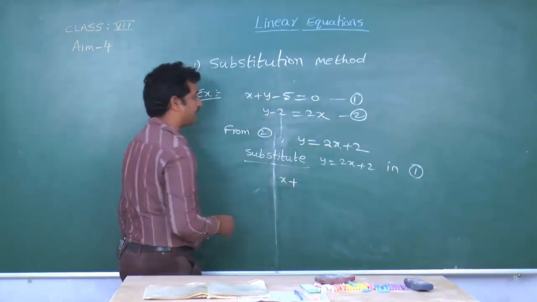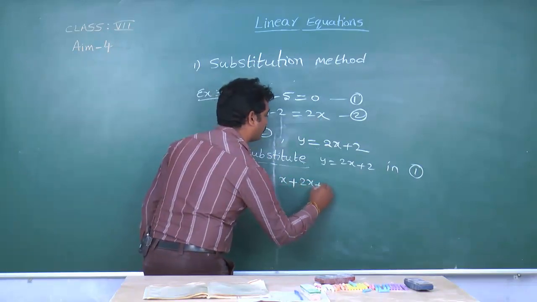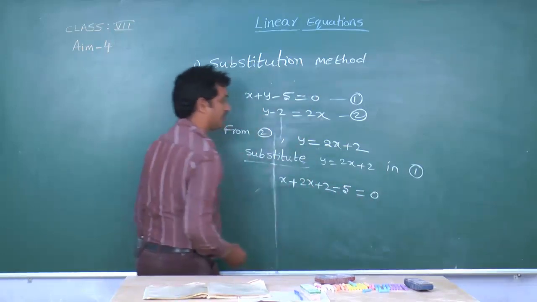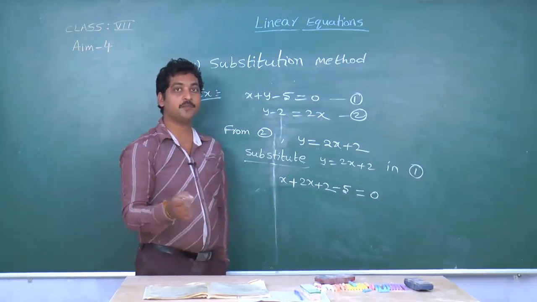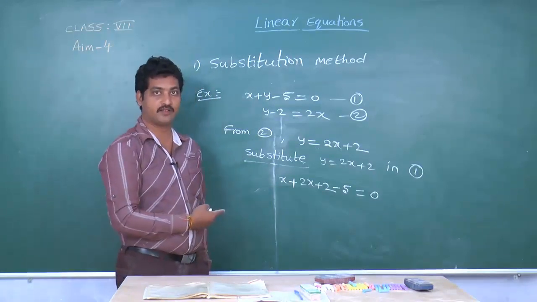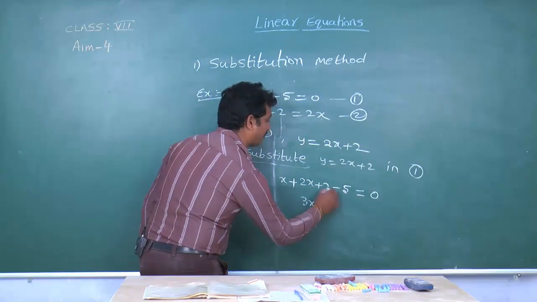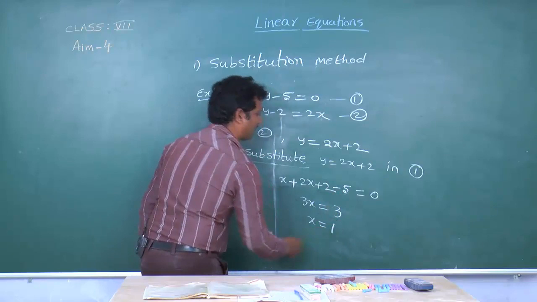x plus y, which is nothing but 2x plus 2, minus 5 is equal to 0. Now it becomes a simple equation, only one variable is involved. Now simplify it. 3x is equal to 3. x is equal to 1.